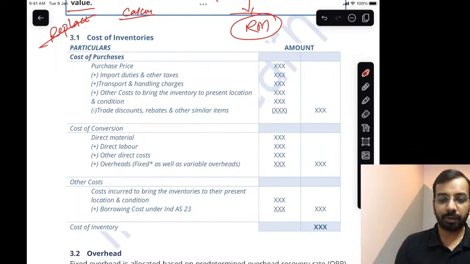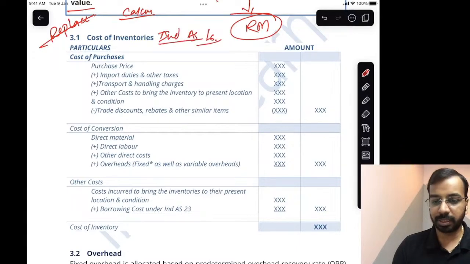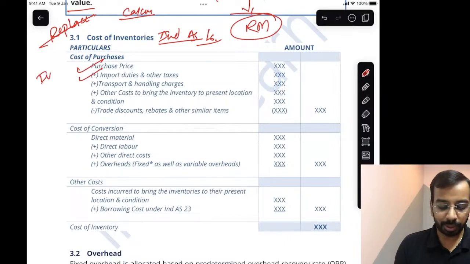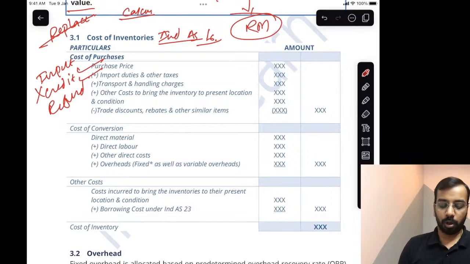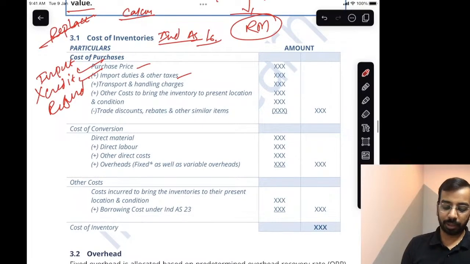Cost, whatever we have learned in our Ind AS 16, similar principles will apply here. All the cost, purchase price, import duties, if input credit is available or if refund is available, you will not consider them, right? So you will take the purchase price, other duties, transport, any cost to bring the inventory to the present location and condition you will consider, and you will deduct trade discounts, rebates and similar discounts.